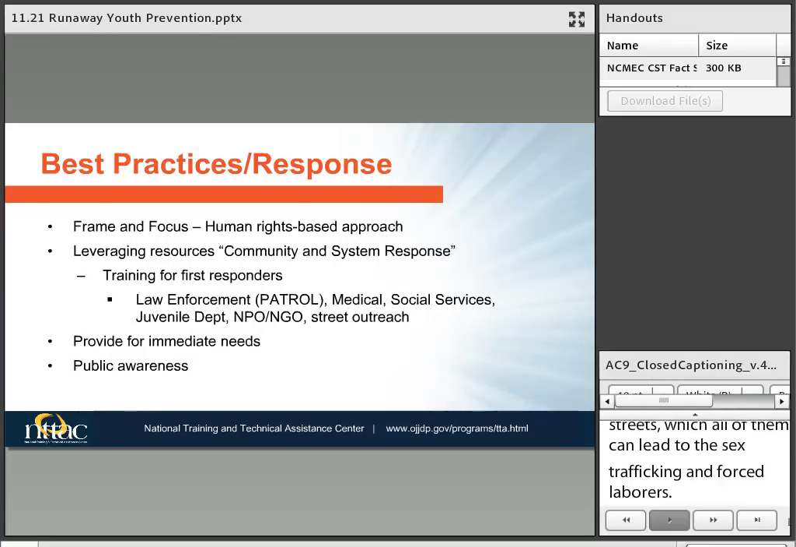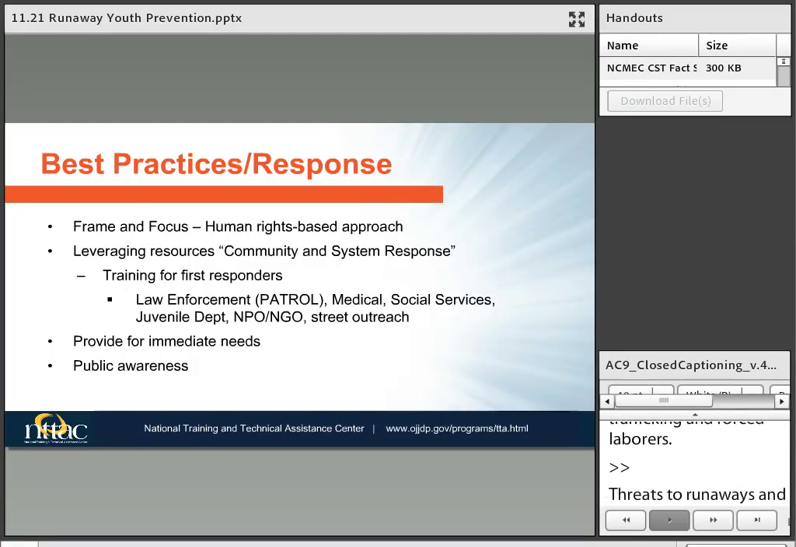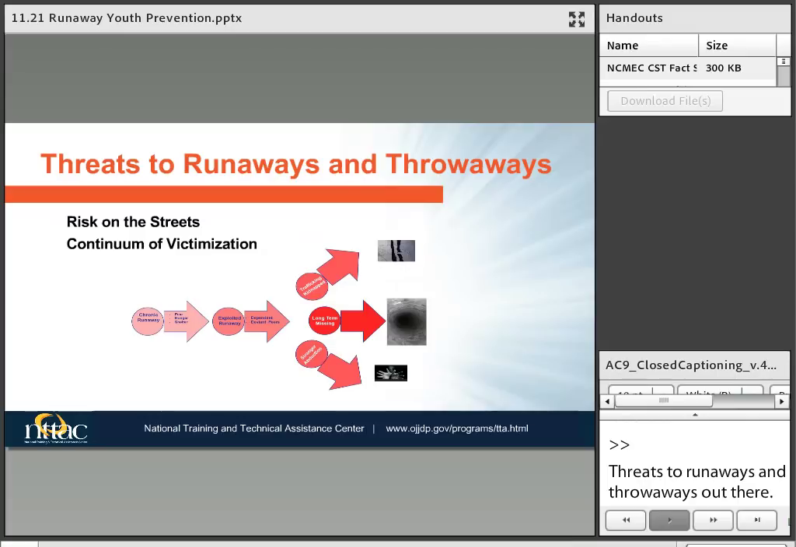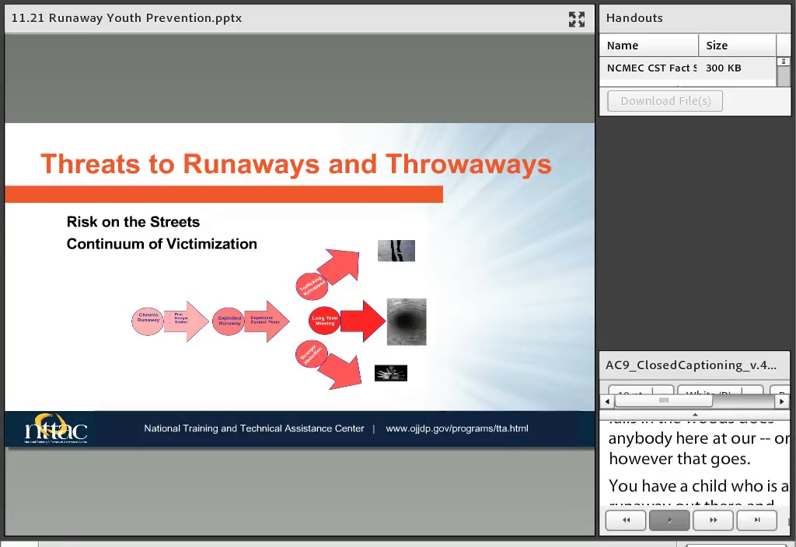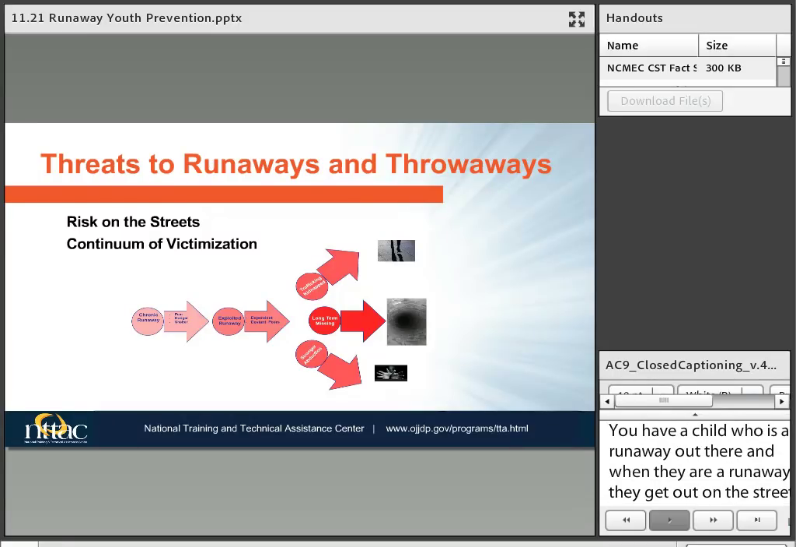Threats to runaways and throwaways that are out there. I built this slide to really show and bring it all together. What's that old philosophical statement? When a tree falls in the woods, does anyone hear it? You have a child that's a runaway out there, and when they get out on the street, if we don't have intervention, if we can't help them find a safe, secure place, then, not that it happens every single time, they start going down that pathway.